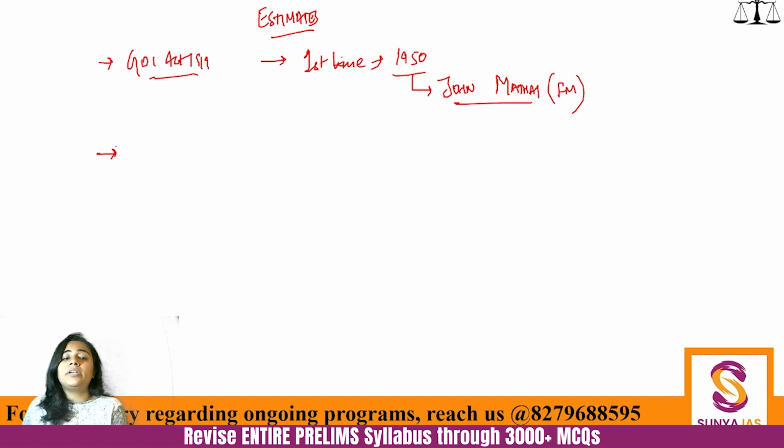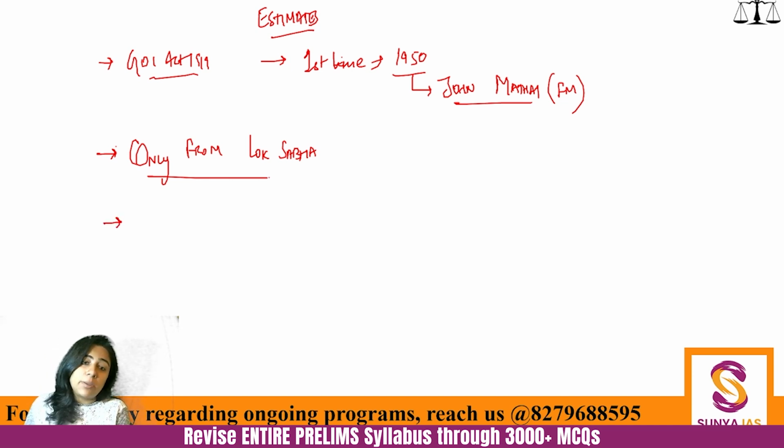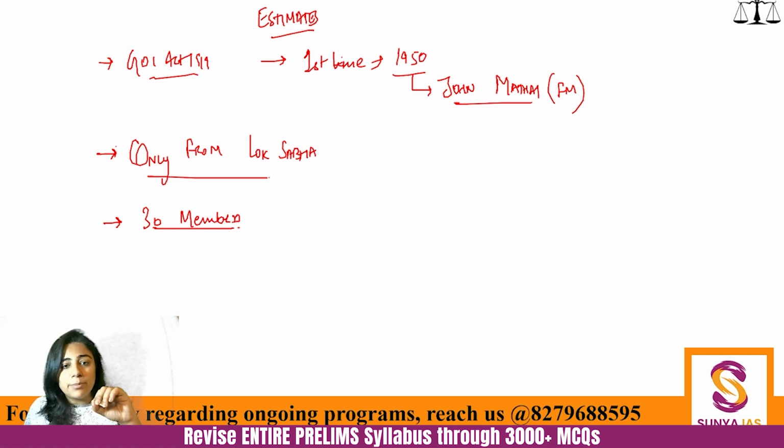A very important part of the estimates committee is that the members can be only from Lok Sabha. Rajya Sabha members do not have membership in the estimates committee. Okay, I hope you understand. How many members are there in the estimates committee? There are 30 members. Originally, there were 25 members. Eventually, they were raised to 30 members.